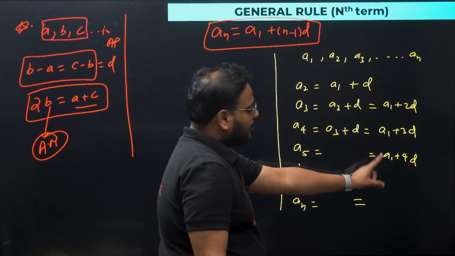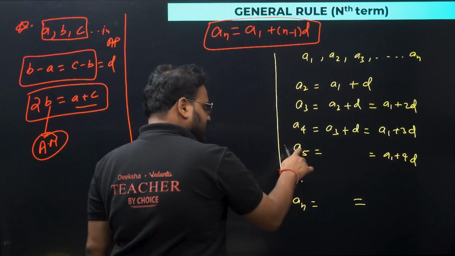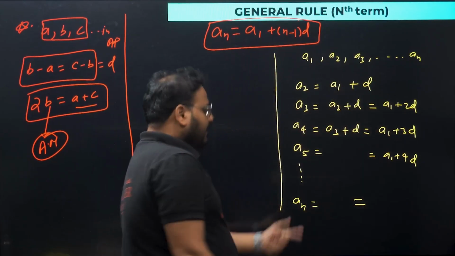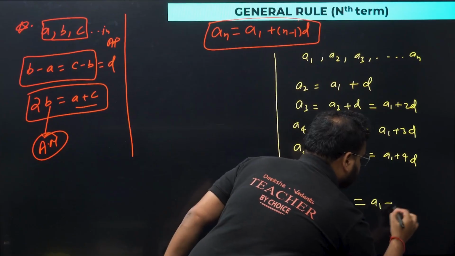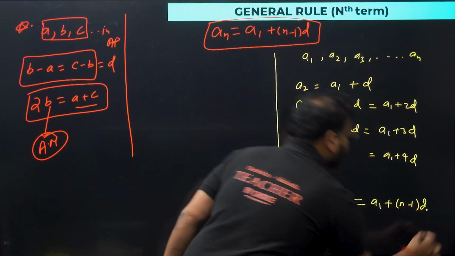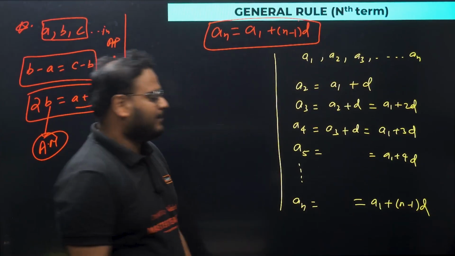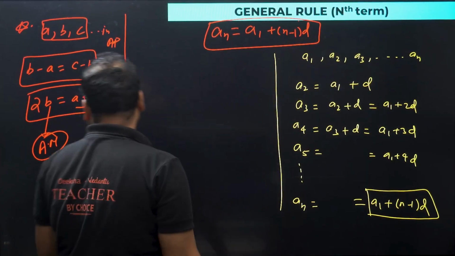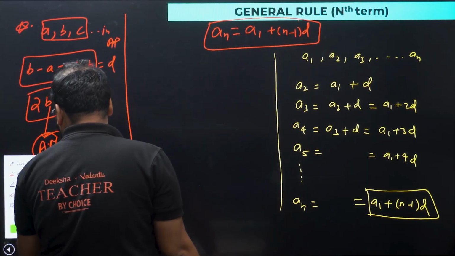What is this? It's going to be a1 plus, if it is 5, it is 4, 4, 3, 3, 2, n minus 1. The answer becomes a1 plus n minus 1 times d. Clear?